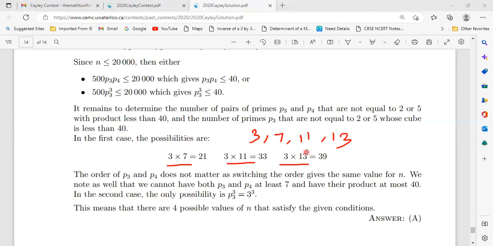Please check your answer options. Do you have the answer as 4? The option A. It should say in the solutions what the answer is. Okay, it is given as answer A only. Yes, it is 4 only, these 4 numbers: 3, 7, 11, and 13.